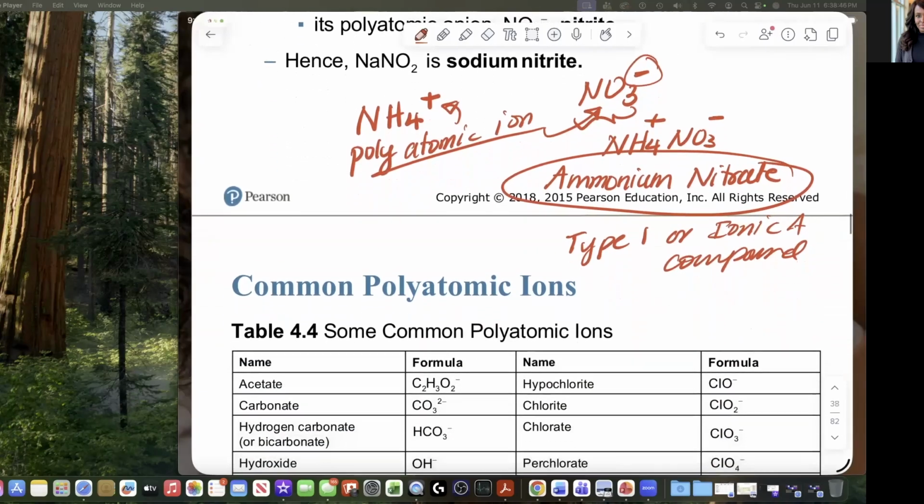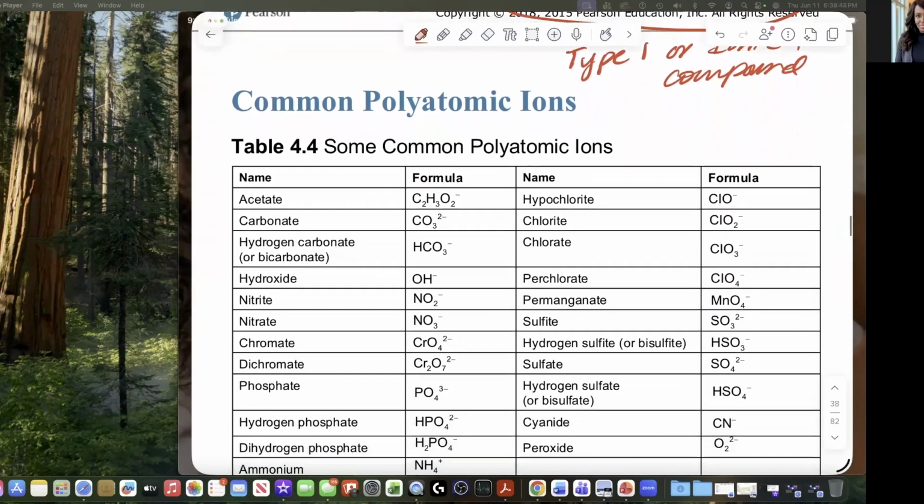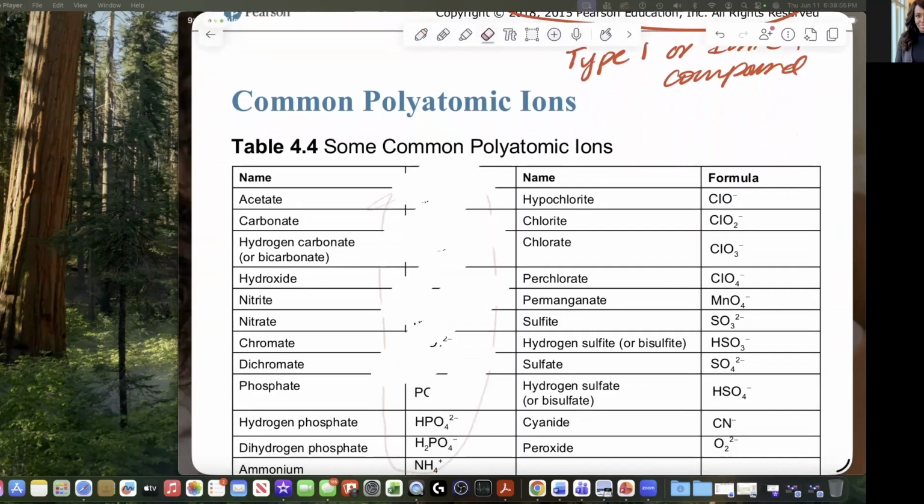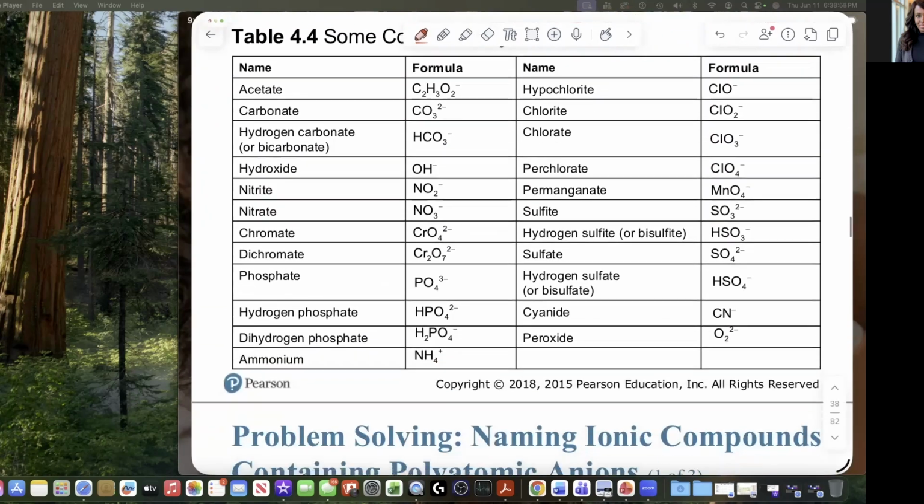These right here are common polyatomic ions. Some of them should look familiar to you. You went through it in your common ion test. I'm trying to pick out ones that I don't remember being in your common ion list, but just be aware of it. I'm trying to look at the ones that are similar.